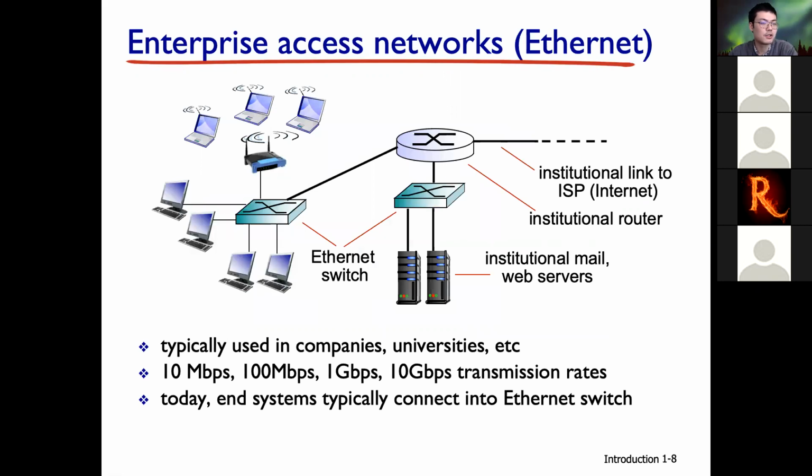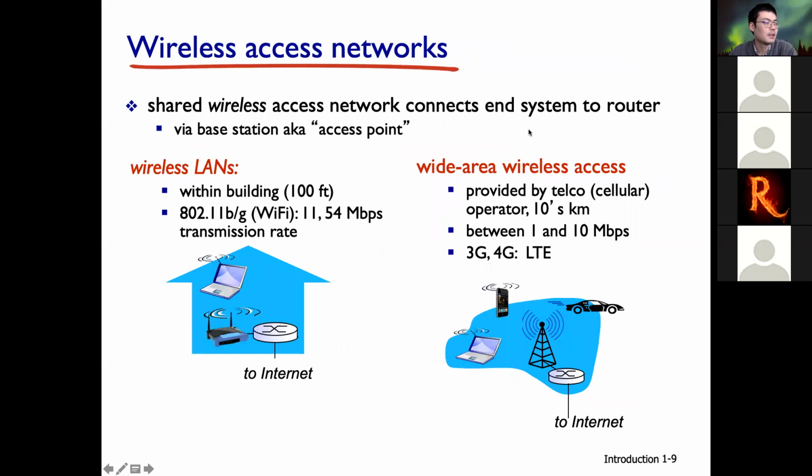And here, this is an institutional network, right? So we have UAB, and there are a lot of machines inside, but we have the institutional link to the ISP, right? And the institutional router outside the UAB. We also see a wireless network. We have the wireless LAN within a building, within a room, okay? And we also have the wide area network like 4G that we are probably using these days, which has a base tower, and because of the radio signal, it can reach very long distances.